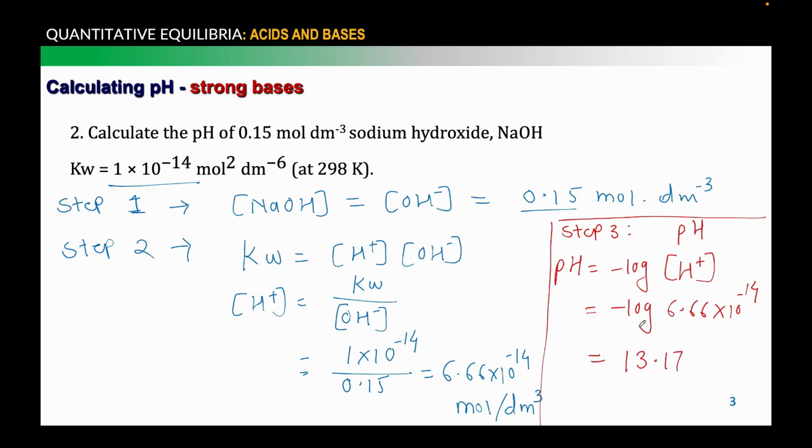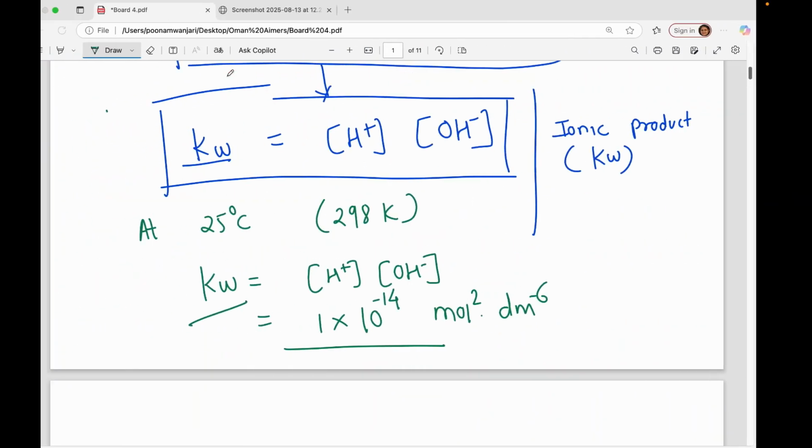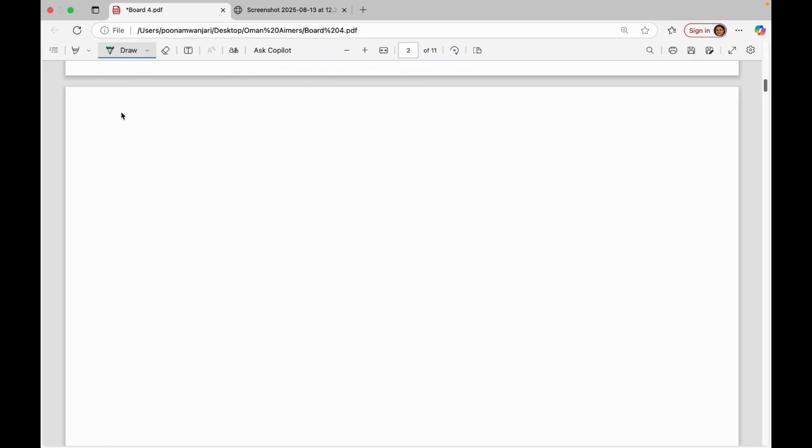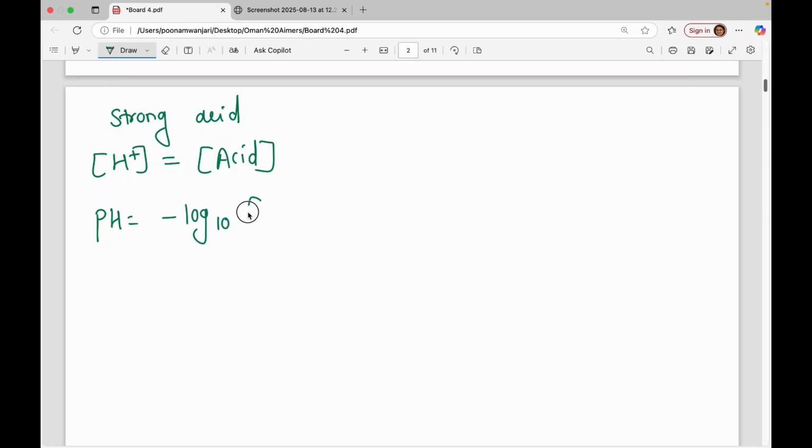So in this way, students, we have calculated pH of sodium hydroxide solution, where we are focusing on strong bases. Please note, when it comes to weak acids, then your formula will be different. So note down formulas. When you have a strong acid, your formula will be directly concentration of H plus is equal to concentration of given acid. So your formula is directly pH is equal to negative log to the base 10 of H plus.